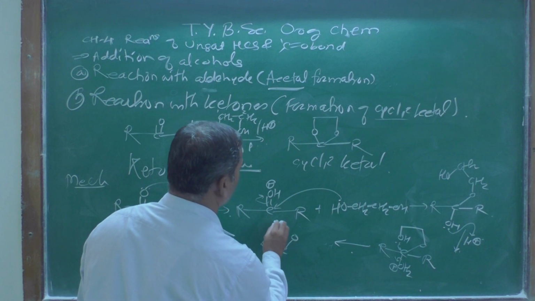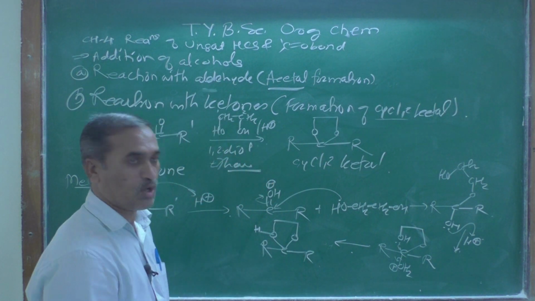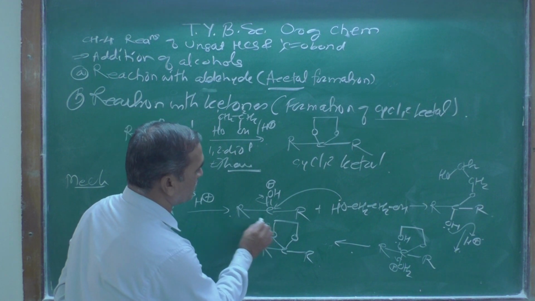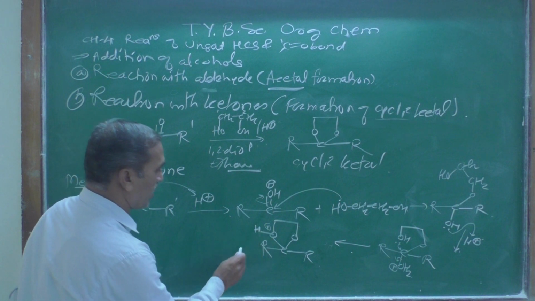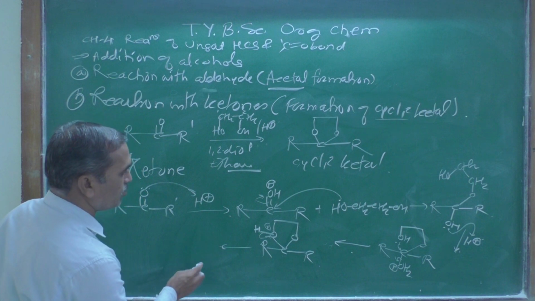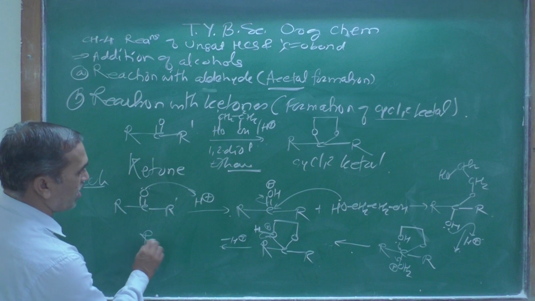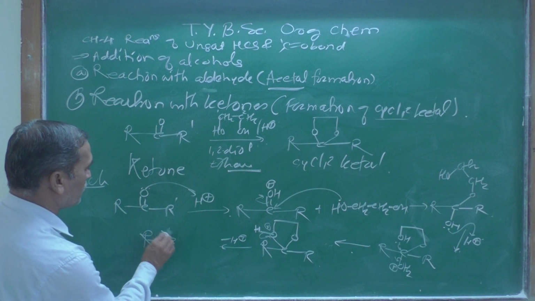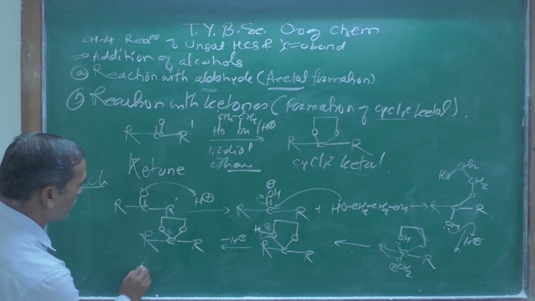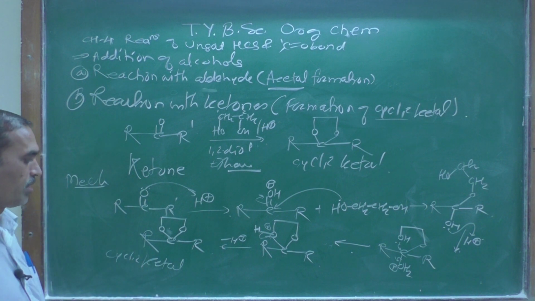Here we can write like this, here is a plus, and now look at this oxygen atom, it again carries 3 bonds, 1, 2, 3, and therefore the positive charge comes on that oxygen atom, and after that it will lose the proton like this, minus H plus. After losing this, you are going to get R, C, then O, this O, this one, and R. This is a ketal formation, right? Cyclic ketal. This is cyclic ketal formation.